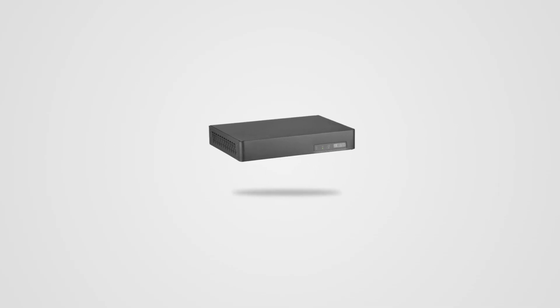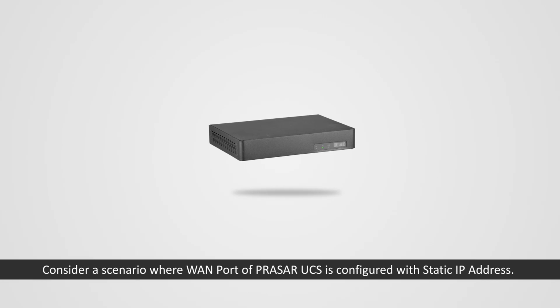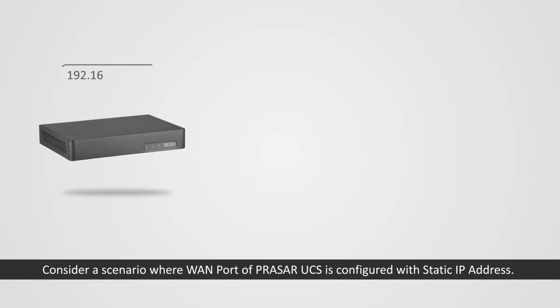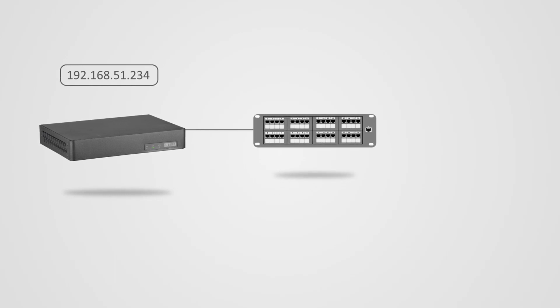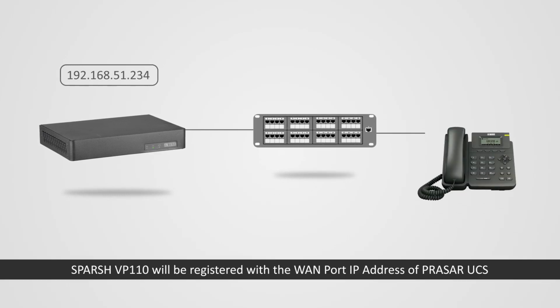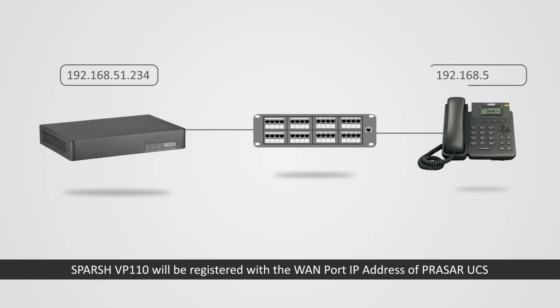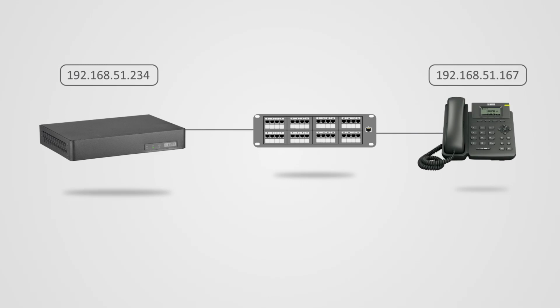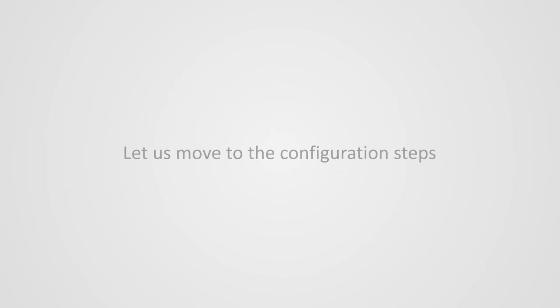Let us go through the configuration now. Consider a scenario where WAN port of PRASAR UCS is configured with static IP address. SPARSH VP110 will be registered with the WAN port IP address of PRASAR UCS. Let us move on to the configuration steps.